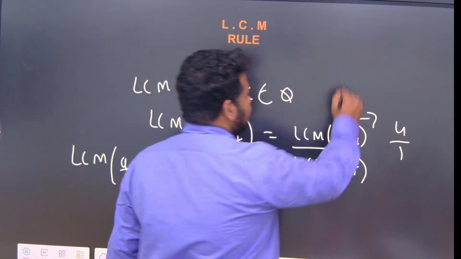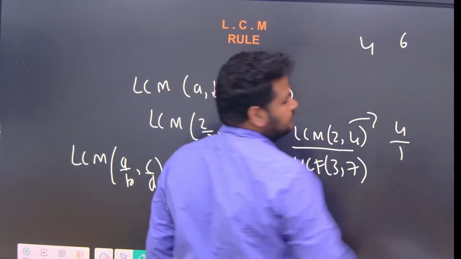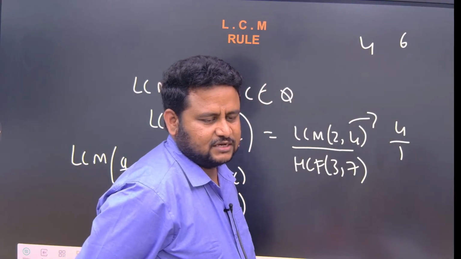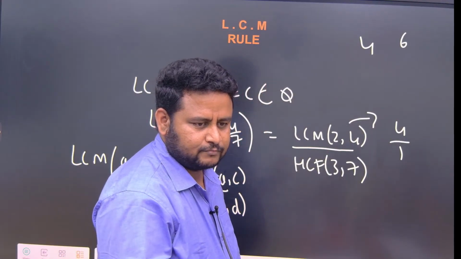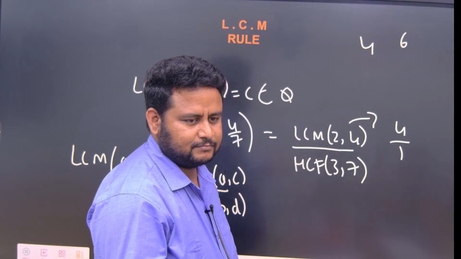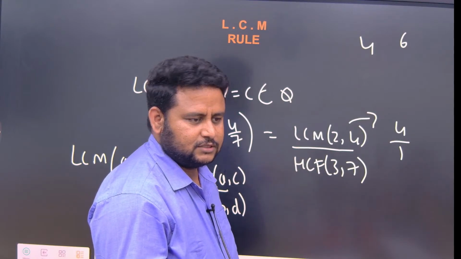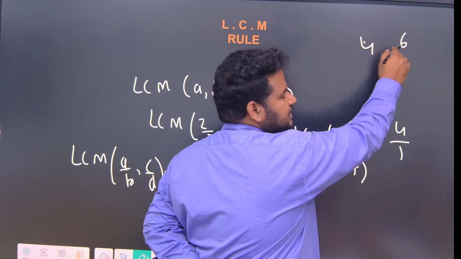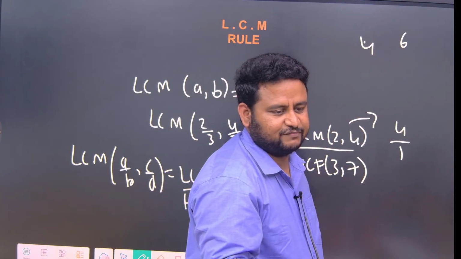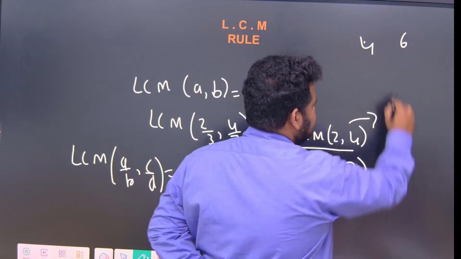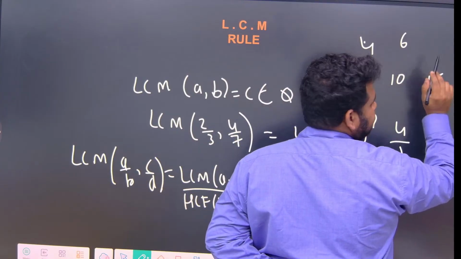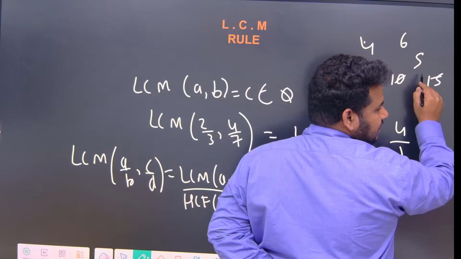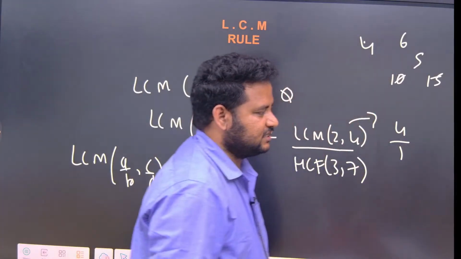Suppose I want to find the HCF of 4 and 6. How to? Siri, how do you tell me? In the 2 table we will divide all this. The 2 table divides 2, 4 and 6. That 2 will be the HCF. Clear? If I write 10 and 15, the HCF is what? 5. Correct? HCF is 5.